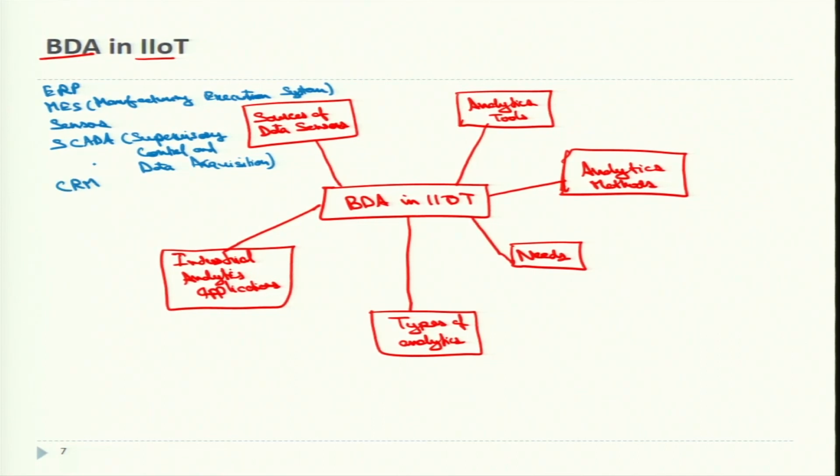CRM systems, that is customer relationship management. These are just a few of many sources of data production in an industrial setting. Also here we could have the mechanical or IoT devices.